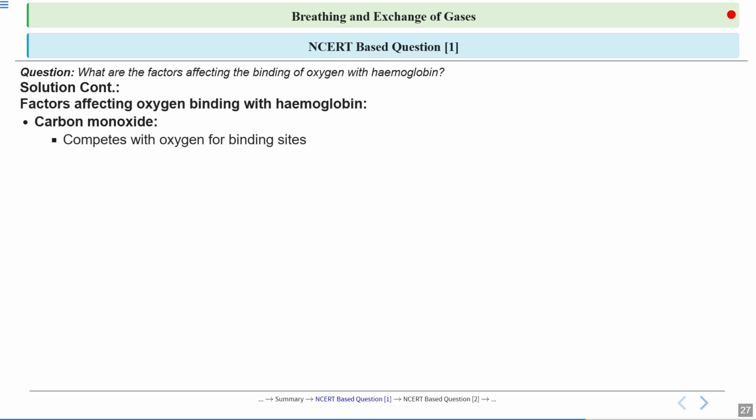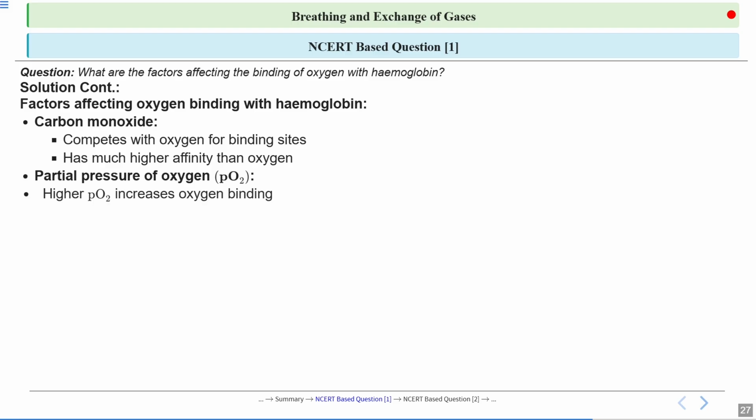Carbon monoxide is also there. It competes with oxygen for the binding site. Once the carbon monoxide combines with the hemoglobin, it will not be released, right? So that is why it is always said that smoking is injurious to health, because when we smoke, that produces carbon monoxide, and this carbon monoxide combined with hemoglobin will not be released, right? So it has a higher affinity than oxygen for combining with the hemoglobin.